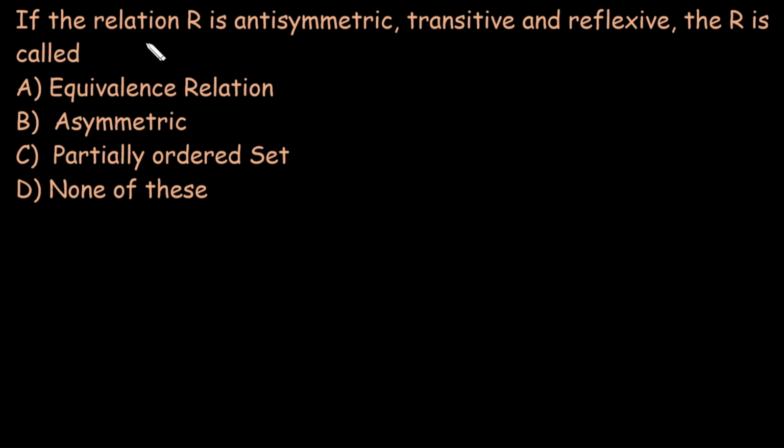Next question we have: if the relation is antisymmetric, transitive, and reflexive, then R is called what? This is the definition of a partially ordered set and hence the option is correct.